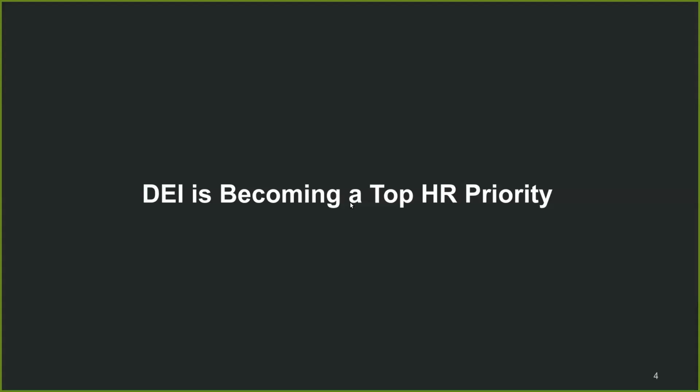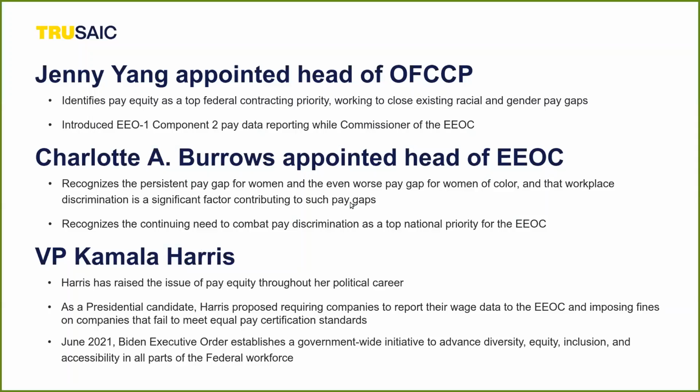Okay, so why is it that diversity, equity, and inclusion is becoming such a top human resource priority? Well, we've got some big changes here this year. Jenny Yang has been appointed as the head of the OFCCP, the Office of Federal Contract Compliance Programs. She has identified pay equity as a top federal contracting priority. She introduced the component 2, which required employers with at least 100 employees to report pay data to the EEOC.